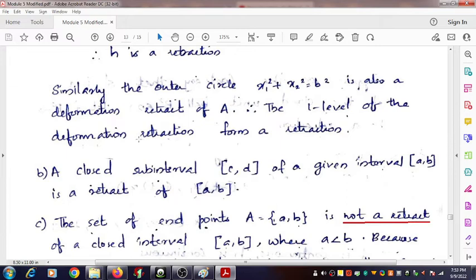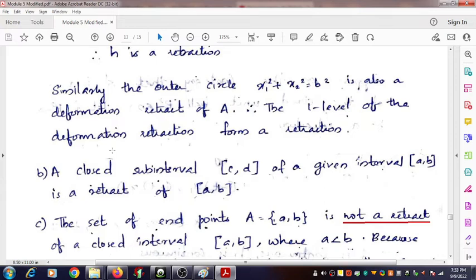And thus now it is clear that for every deformation retraction that exists from a given space to its subspace, we can define a retraction actually. So every deformation retraction can give rise to a retraction. And so a deformation retract can also be accepted as a retract. So every deformation retract is a retract.